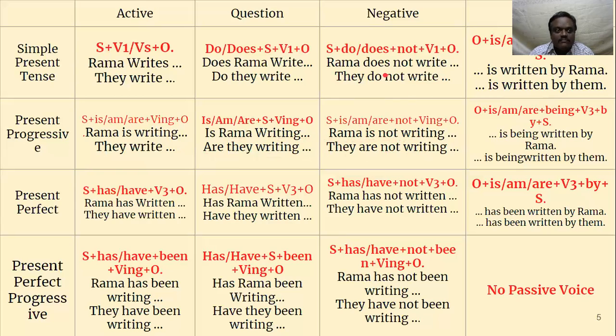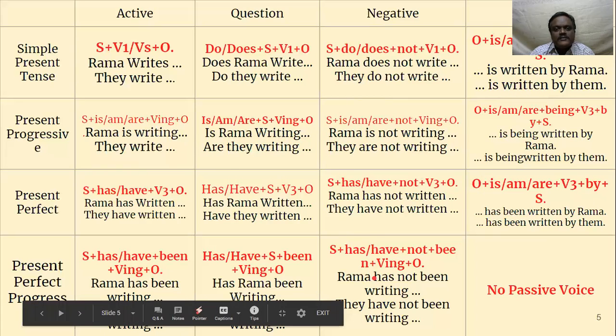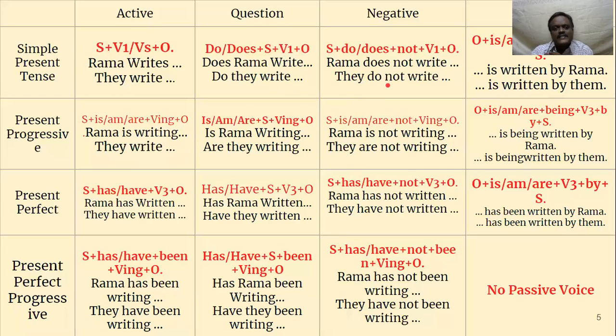See, here in the simple present tense and simple past tense only there is a problem, because the helping verb will not be there in simple present tense and simple past tense. In all the tenses we will have helping verbs, except simple present tense and simple past tense. In simple past tense we use did, whereas in simple present tense we use do or does. So that is very important. So, Rama is not writing a letter.